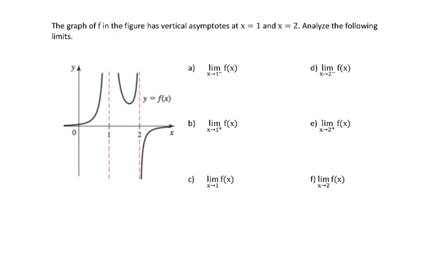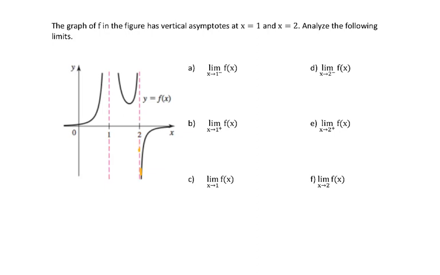Hi everyone, so for this video we're going to look at what happens with limits around vertical asymptotes. If you look at this graph of f here in this figure, there are vertical asymptotes at x equals 1, so right here, and at x equals 2. So we're going to look at the behavior around these asymptotes.